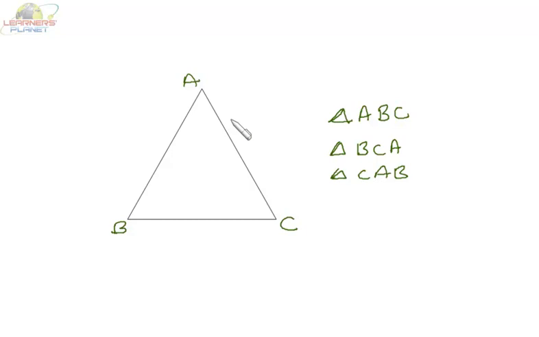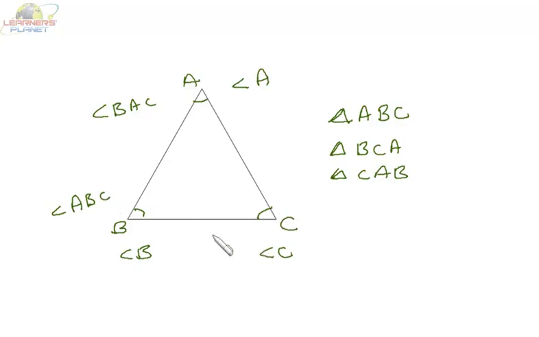Now these three are vertices of the triangle. And this is angle A, this is angle B, and this is angle C. So we write it like this: angle A, angle B, and angle C. And suppose I wish to represent this angle, what I would do is angle BAC. This is angle ABC, and this is angle ACB.